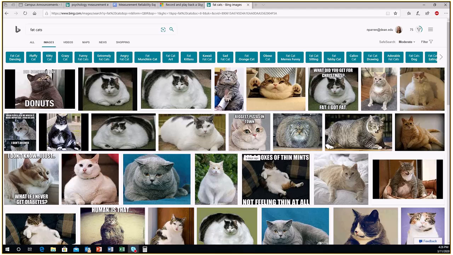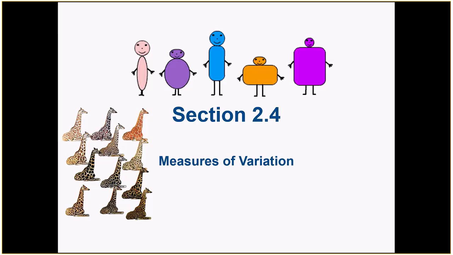Hey everybody, I am going to give you a little introduction to, slash revisiting of, measures of variation. So this is section 2.4 in our book. Variation is something that we definitely want to be able to measure as well as just appreciate.